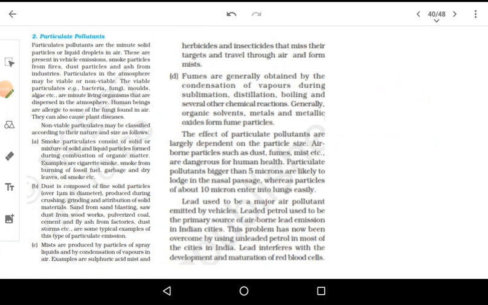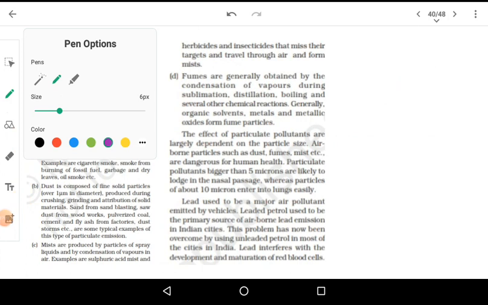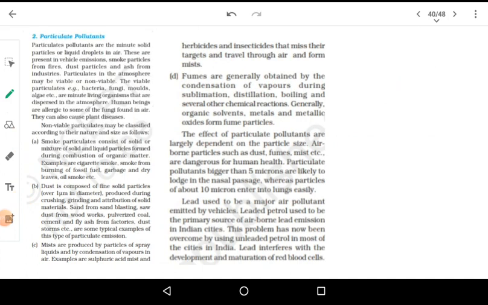But before we move on to water pollution, we have to talk about particulate pollutants as well. So let us talk about particulate pollutants and also about the photochemical smoke, about the smog in general. So let's start with the particulate pollutants first. Now, what are particulate pollutants?